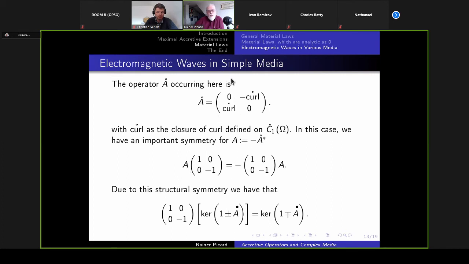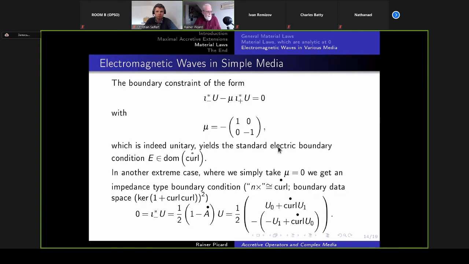Now, in this situation, we have a nice symmetry. Due to the block structure here, we have that A, if we commute it with this simple matrix, then it turns out it becomes the negative part. And this structural feature has a side effect, namely that this simple block matrix is actually a bijection between the different kernel spaces of the boundary data space, the two components.